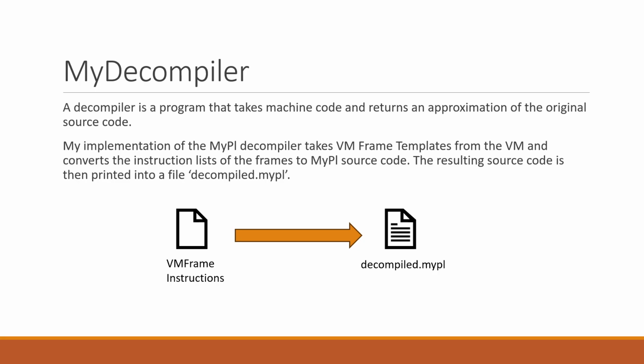I chose to do a decompiler for MyPl, a program that takes low-level or machine code and returns an approximation of the original source code. My implementation takes VM frame templates from the code generation step and converts the instruction lists within the frames into MyPl source code. That source code is then printed into a file, decompile.mypl, using the existing pretty printer.